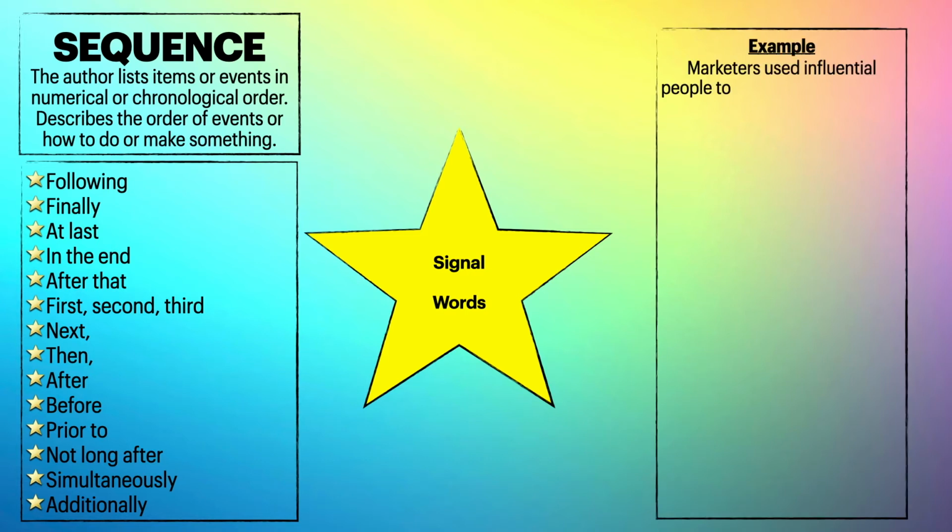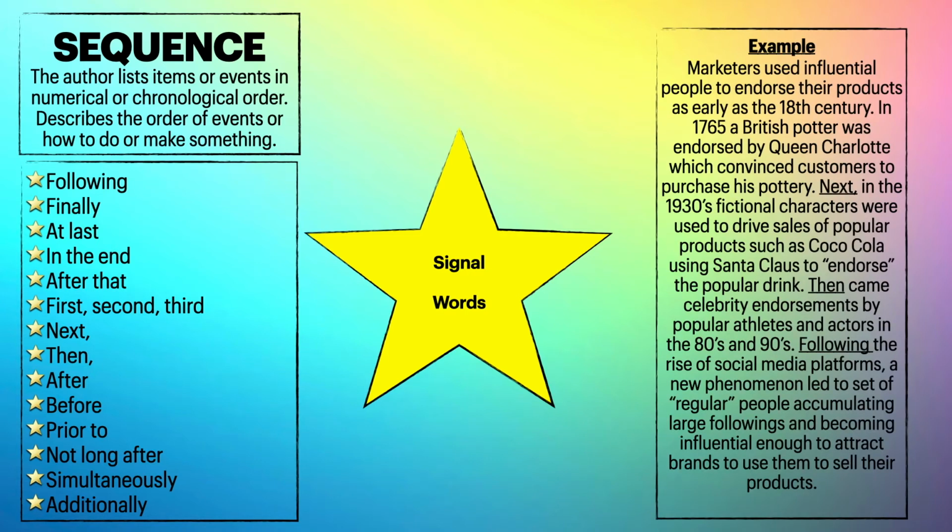An example of a sequence written text structure is this one right here. Marketers used influential people to endorse their products as early as the 18th century. In 1765, a British potter was endorsed by Queen Charlotte, which convinced customers to purchase his pottery. Next, in the 1930s, fictional characters were used to drive sales of popular products such as Coca-Cola, using Santa Claus to endorse the popular drink.